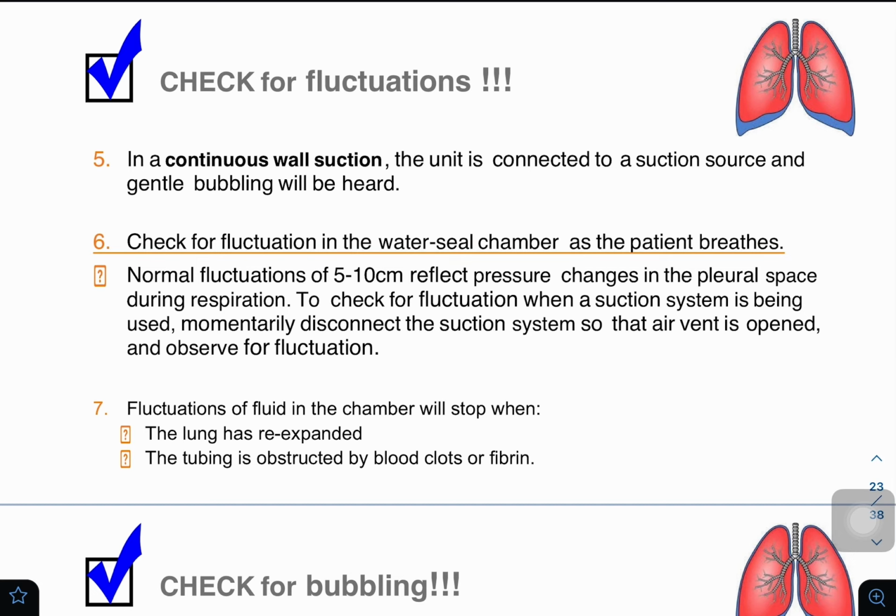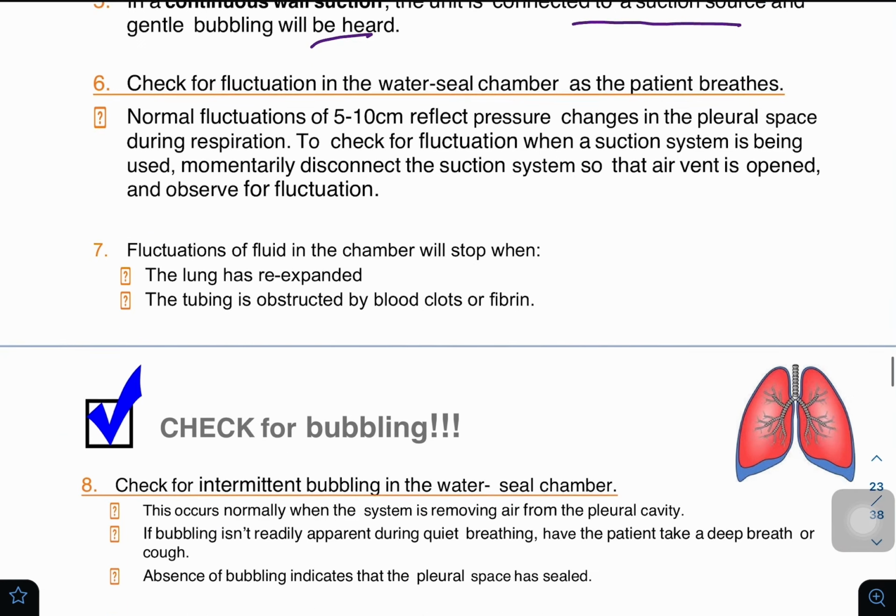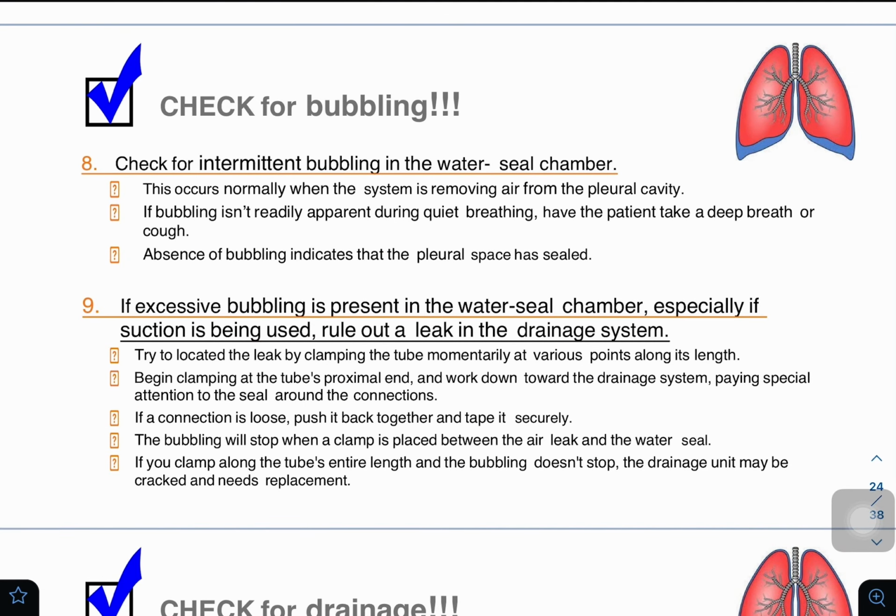In a continuous wall suction, the unit is connected to a suction source and gentle bubbling will be heard. So do check how fluctuations are there. Check for intermittent bubbling in the water seal chamber, and if excessive bubbling is present in the water seal chamber, especially if suction is being used, rule out a leak in the drainage system.